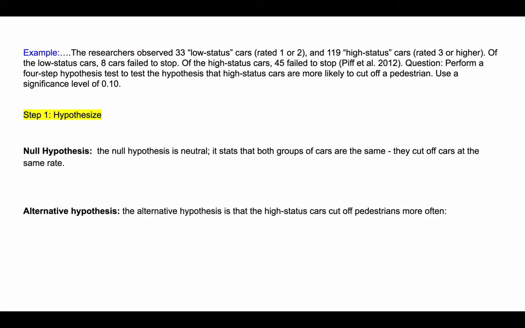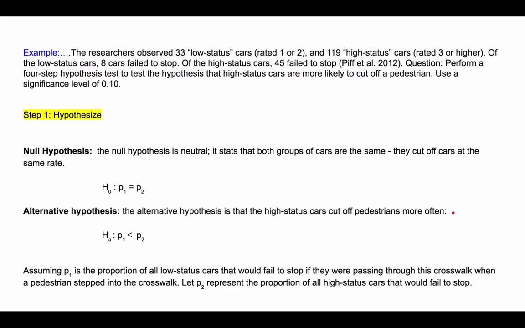Now, our null hypothesis is the neutral statement. It states, and I'm noticing a typo that I didn't catch earlier, sorry guys, that both groups of cars are the same. They cut off the cars at the same rate. Now, the alternative hypothesis is that the high status cars cut off pedestrians more often. How do we write this in math symbols? We write H0: p1 = p2. In fact, for these kinds of hypothesis tests, we always write this for the null hypothesis, so you never should even have to think very hard about it because it's always this.